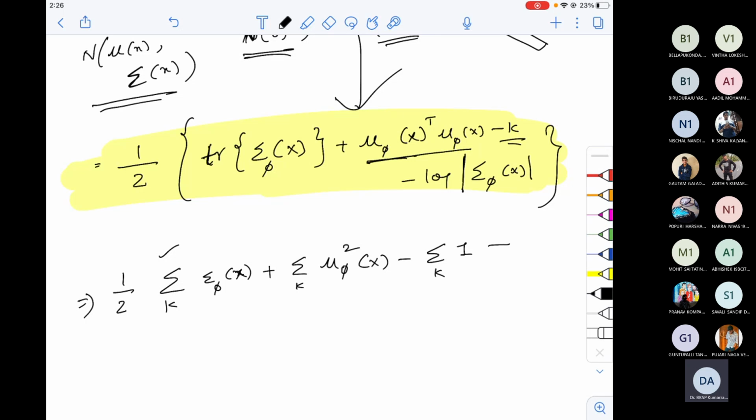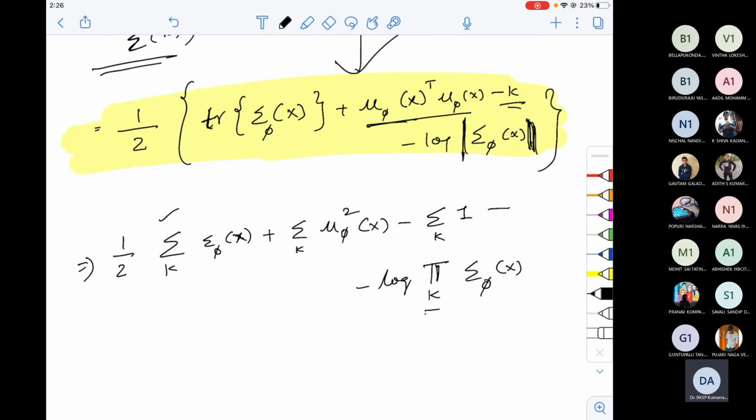And again here, this is actually a determinant. The determinant is a product of the diagonal elements, right? So actually it is the log of the product of the diagonal elements, so product of k covariance of X. Okay, so I want to remove that determinant. That's the reason I put this product term.